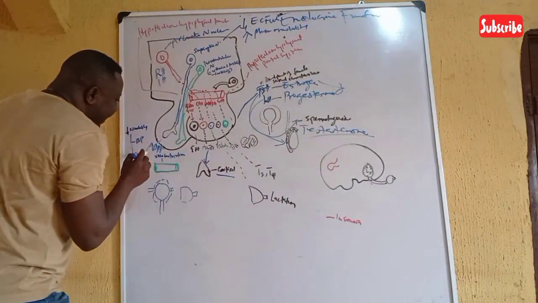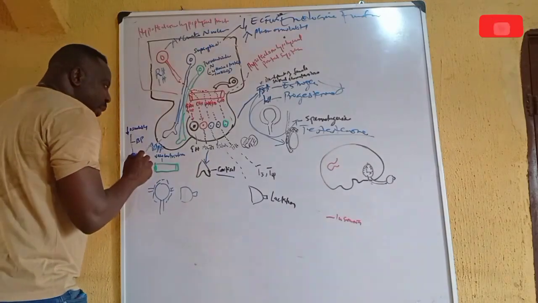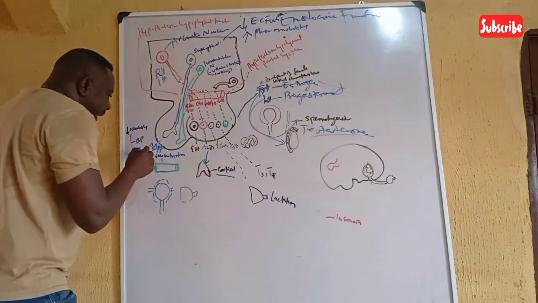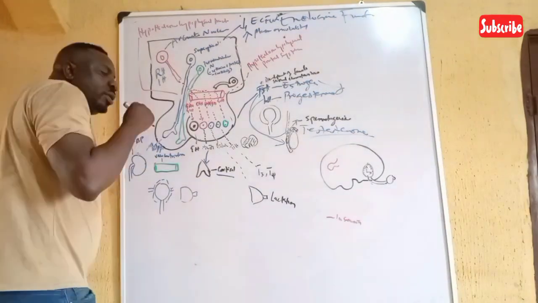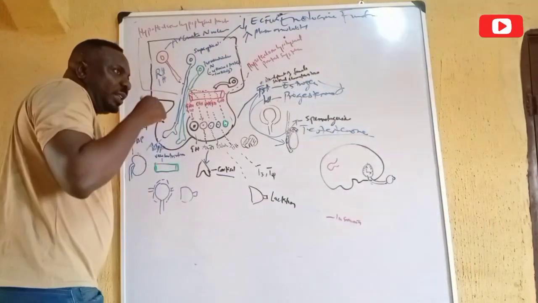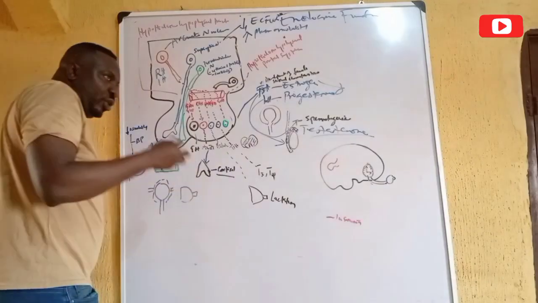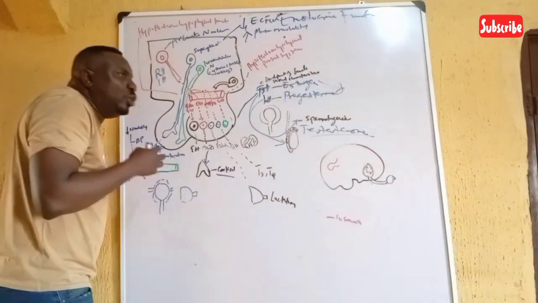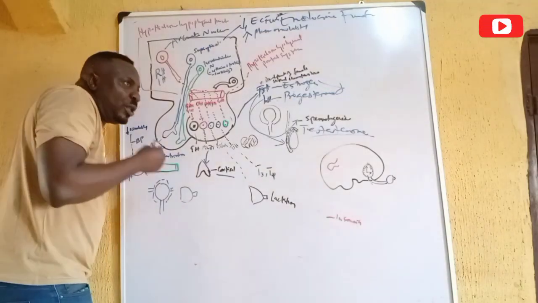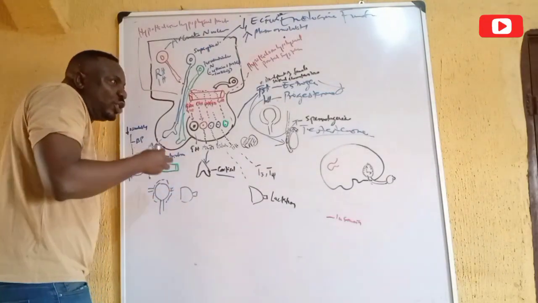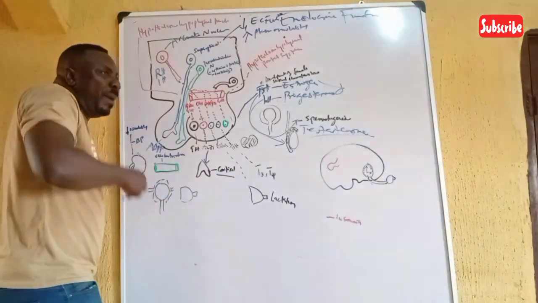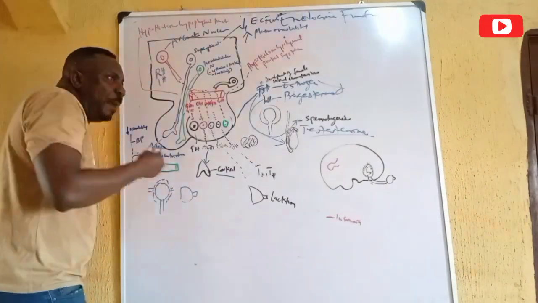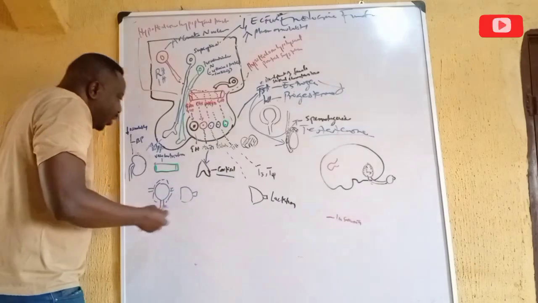Now, ADH has an effect on the blood vessels. It actually brings about vasoconstriction, and then it also has an effect on the kidney. It stimulates the distal convoluted tubule and the collecting duct and brings about water reabsorption. Now, in the collecting duct, there is a receptor that is known as the V2 receptor. When these receptors are stimulated, it results in an increase in the permeability of the distal convoluted tubule and the collecting ducts. And when that happens, it results in the reabsorption of water.